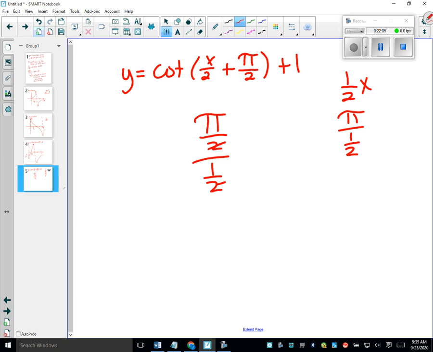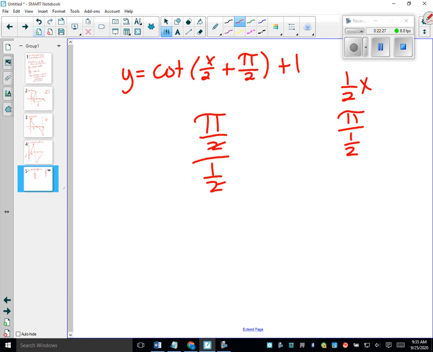Okay. So we agree the vertical shift is 1 up, don't we? The phase shift is, excuse me, pi. The vertical shift, we did it. The period we said was what? 2 pi.